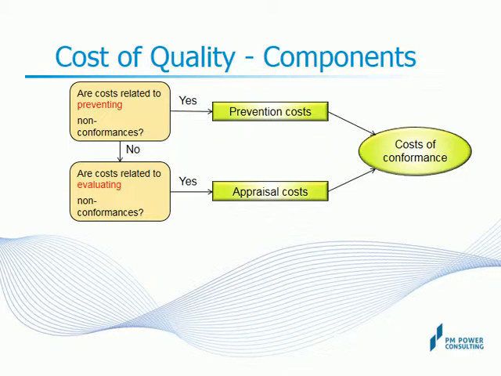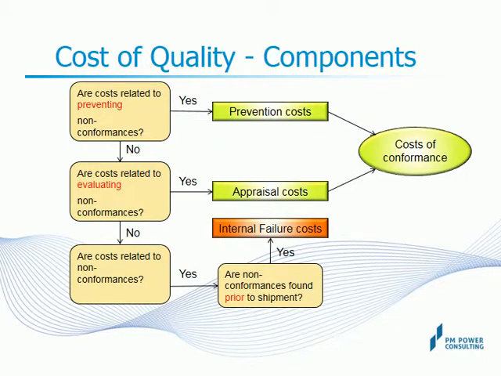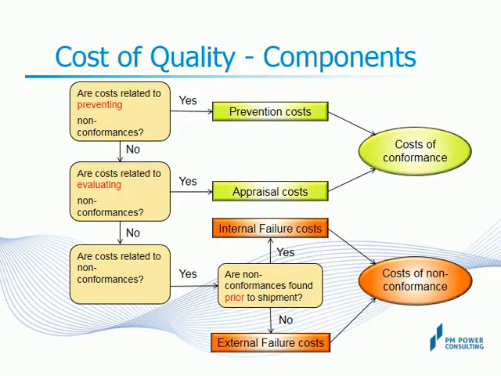On the other hand, you may discover non-conformances during the evaluation process. If such non-conformances are found prior to shipping the product to the customer, they are treated as internal failure costs. However, if non-conformances are found post-shipment by the customer, they are treated as external failure costs. Both internal and external failure costs are treated as costs of non-conformance.